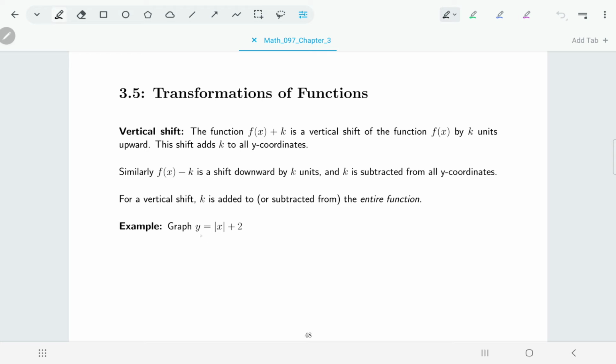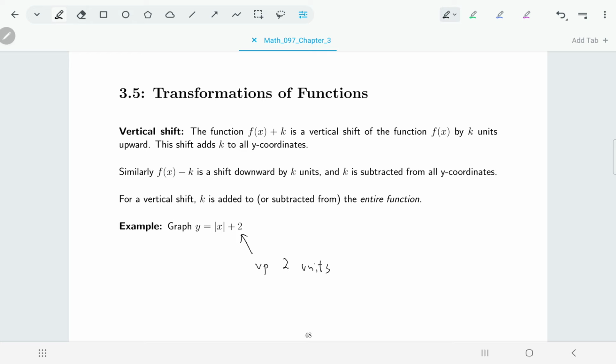So to look at this first function that we've got, the absolute value of x plus 2. I recognize that this is a vertical shift since I have my basic shape, absolute value of x, with an amount added on at the end. So this plus 2 means that I'm going to be shifting my graph upwards by 2 units.